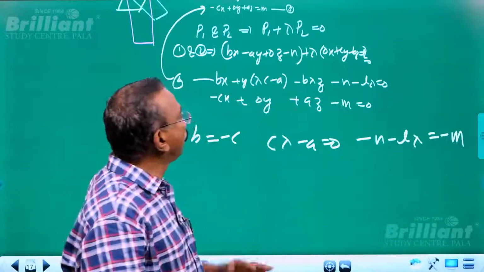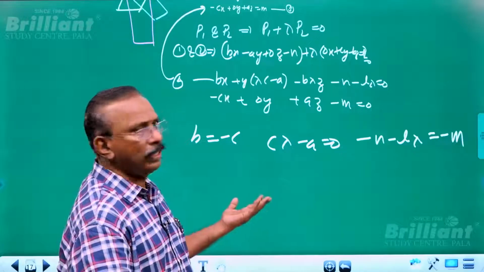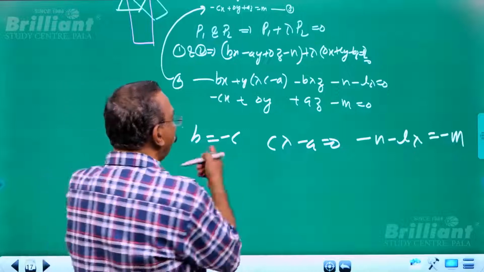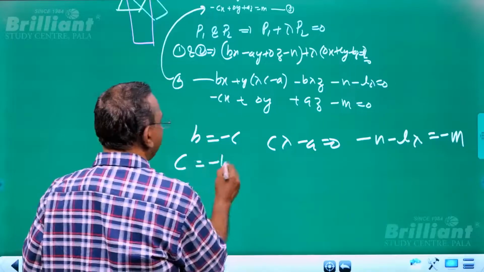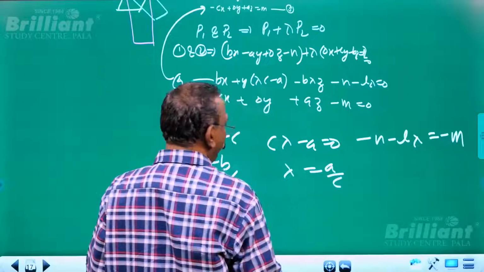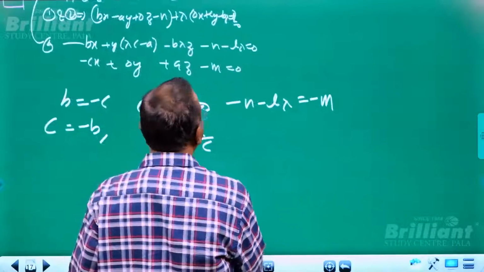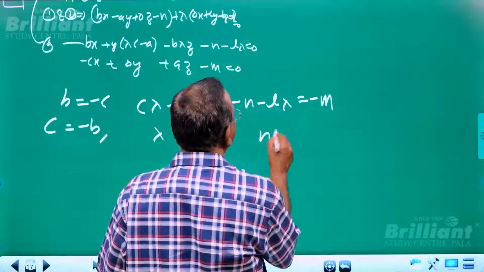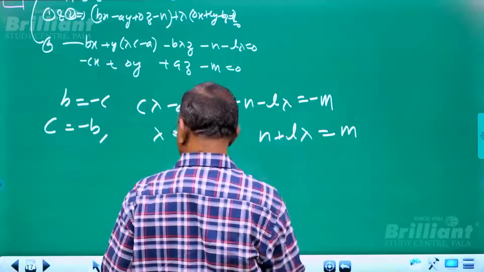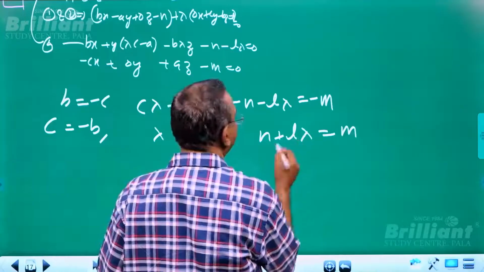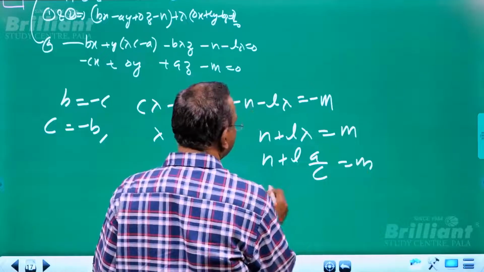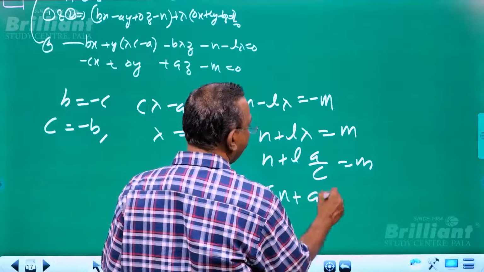There is one more condition, minus b lambda plus c, but there is no need of that because it is minus e. So we can find here that b is minus c or c is equal to minus b, and lambda is equal to a by c. So we come back to the equation n plus lambda l is equal to m. I cancel that minus m and remove this lambda. I got n plus l a by c is equal to m, and cn plus al is equal to cm.